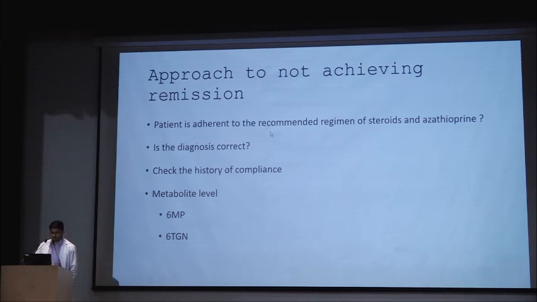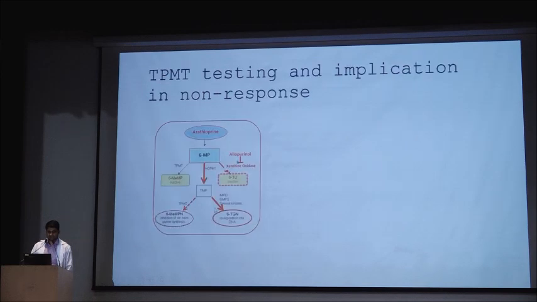So, in approaching non-achievement of remission, first we should look at the compliance with the treatment, and if the compliance is adequate, then we should rethink the diagnosis. If the diagnosis is also correct, then we can check the metabolite levels in the form of 6-MP and 6-thioguanine, whether these are at an adequate level in the blood.